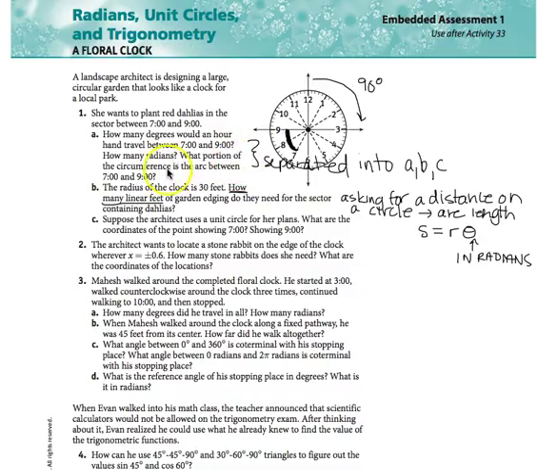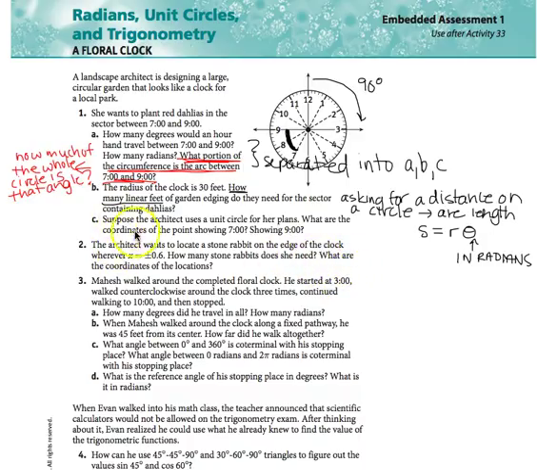What portion of the circumference just basically means this part. What portion of the circumference is between 7 and 9 o'clock? That's just asking you how much of the whole circle it is. So is that angle? So that's all it's asking there.